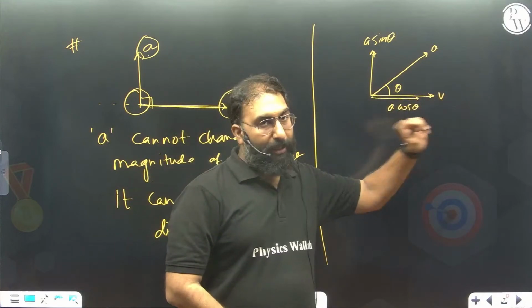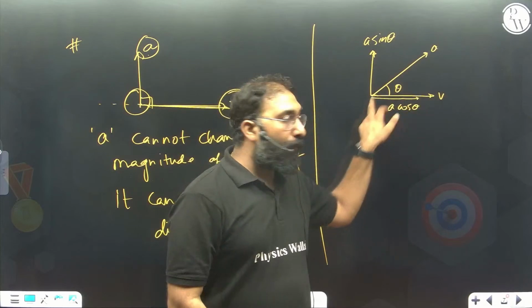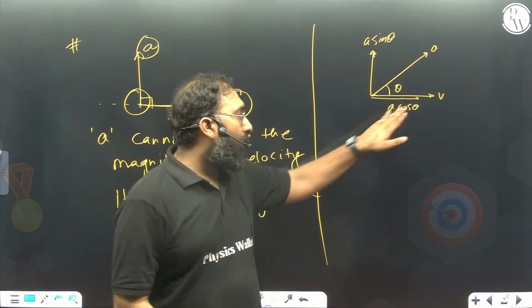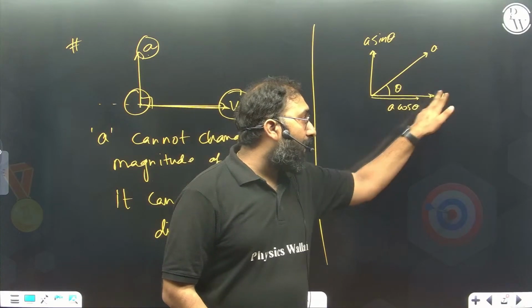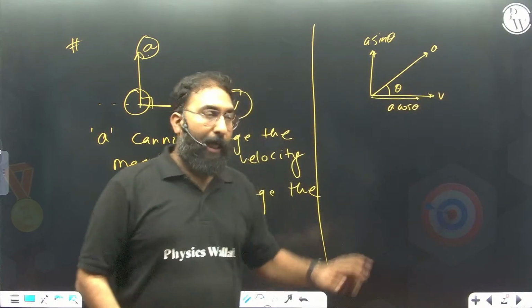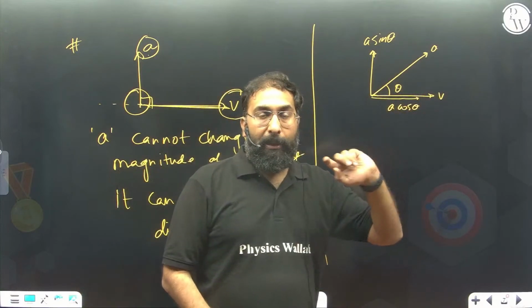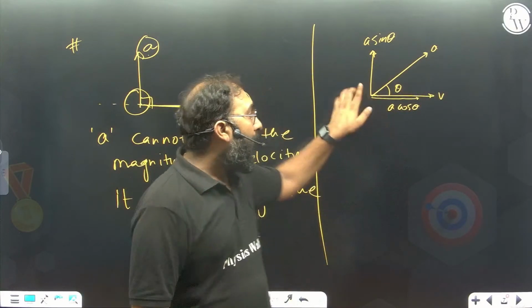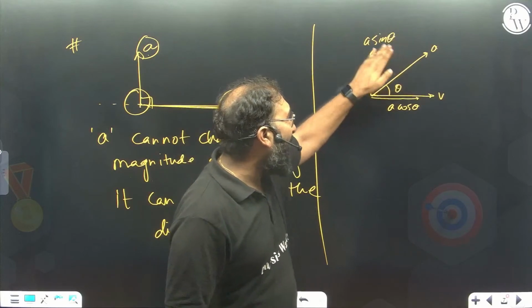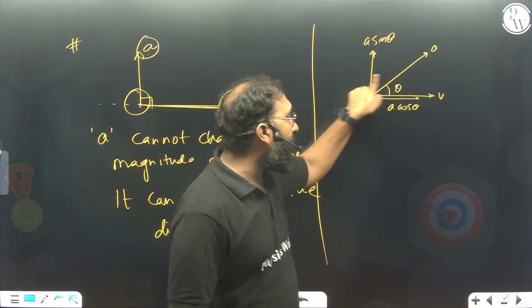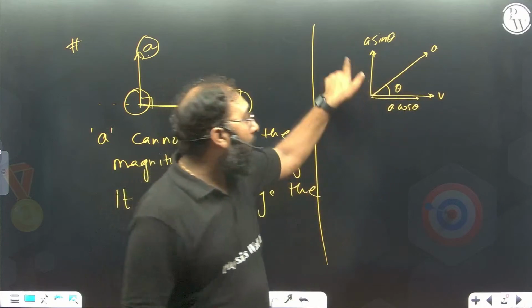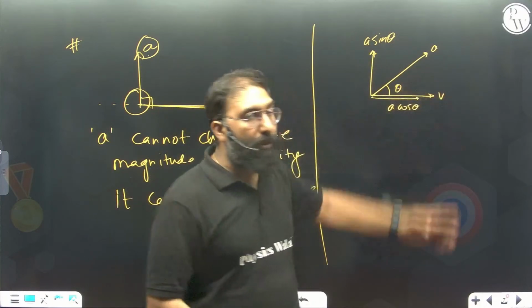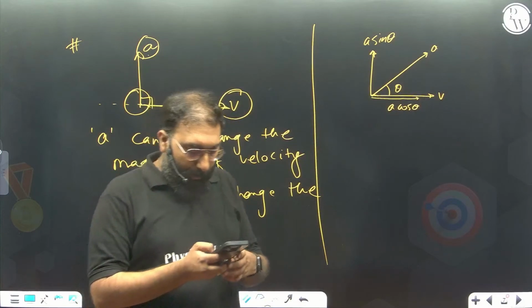Now you can see that this component a cos theta is acting in the direction of velocity, so it is going to change the velocity. Because of this a cos theta component, the velocity of the particle will increase. Why? Because acceleration and velocity are in the same direction, and when they are in the same direction, the velocity should increase, right? And the component a sin theta, which is perpendicular to velocity, is not going to change the magnitude of this velocity. It is only going to change the direction of this velocity. So I hope this is clear.